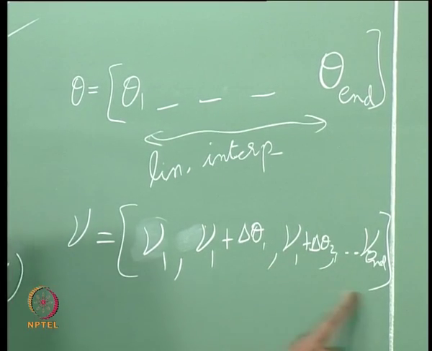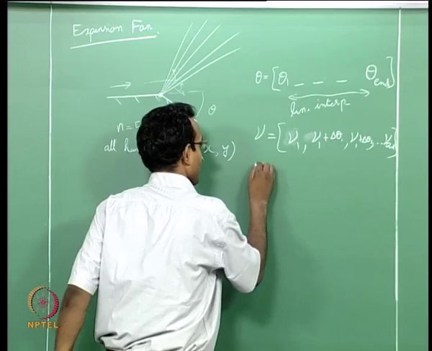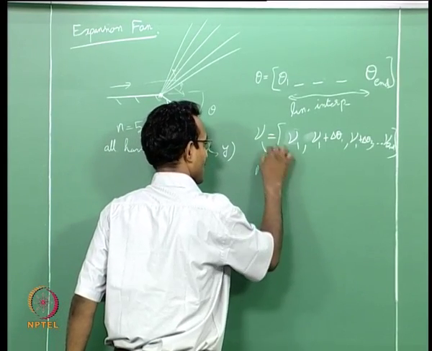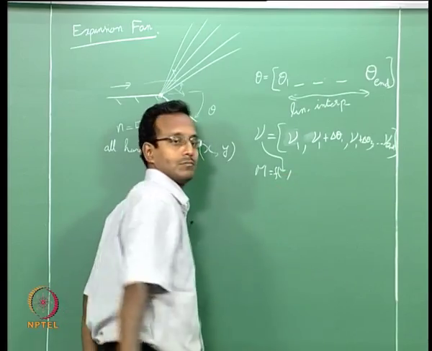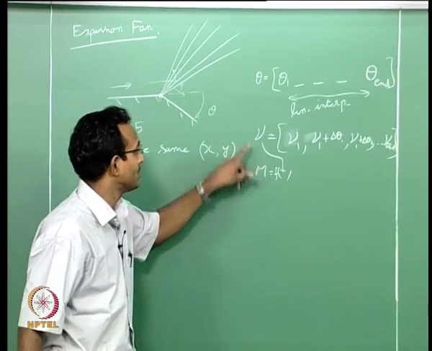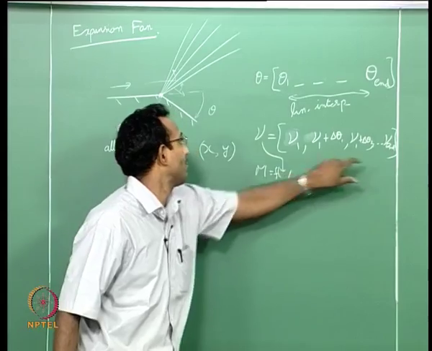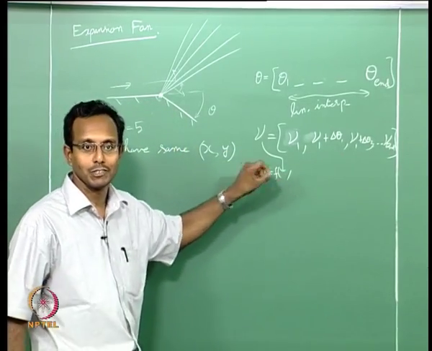Now once I find these numbers, I can get my Mach number array. This is coming from here, function of nu. I will get a Mach number array based on, for individual nu values I will find individual Mach numbers at each of those points.